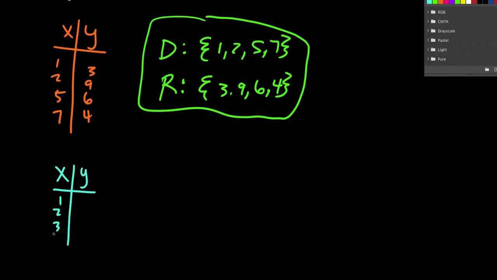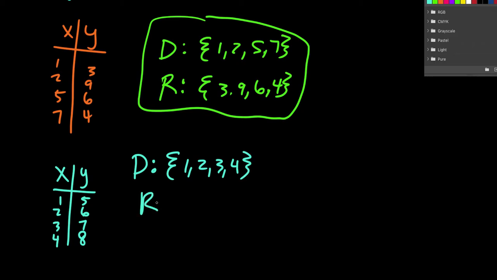So, once again, if we're just given a table, we'll do it one more time. 1, 2, 3, 4, 5, 6, 7, 8. If I'm doing my domain, I write down my x values, 1, 2, 3, 4. If I'm doing my range, I write down my y values, 5, 6, 7, 8. Okay, that's pretty much it as far as that goes.